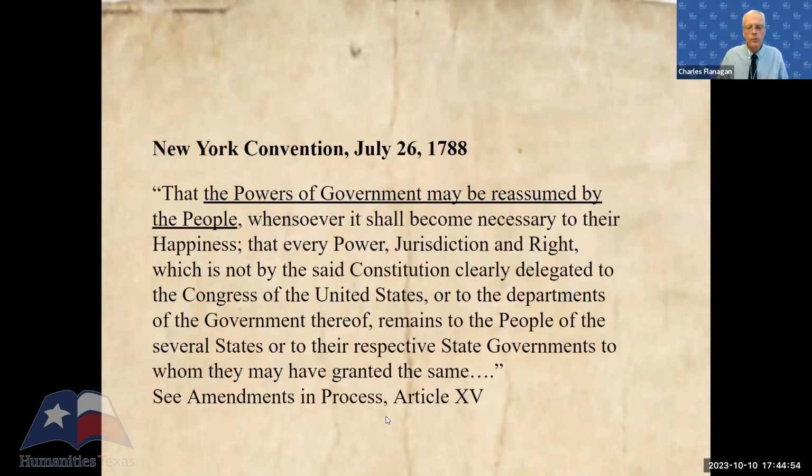Here's another one, and this one I think is pretty provocative. The New York Convention of the Anti-Federalists there said that the powers of government may be reassumed by the people whensoever it shall become necessary to their happiness, that every power, jurisdiction, and right which is not by the said Constitution clearly delegated to the Congress of the United States or to the departments of government therein remains to the people of the several states, or their respective state governments to whom they may have granted the same.